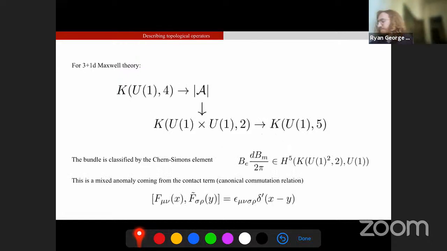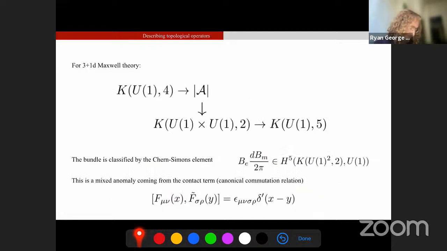So that's part of the extension data. For Maxwell theory, there's also a non-trivial extension. Here D is 4, and we're going from degree 2 directly to degree 4. This is classified by a map to BU(1) in the fifth degree. From the canonical commutation relations, there's actually a mixed anomaly between these two U(1)s. It turns out that the element in H5 that classifies this bundle is this mixed Chern-Simons term, where B_E and B_M are two-forms that couple to these symmetries.